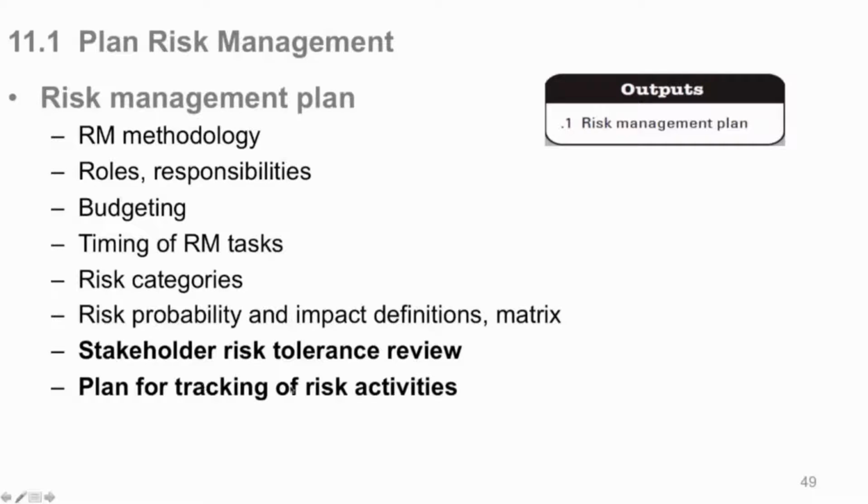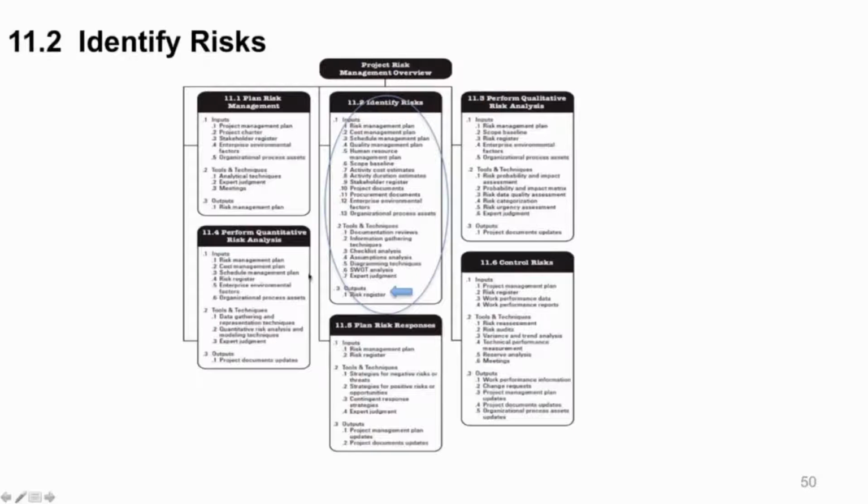And of course, a plan for tracking all those activities, however you want to do it. So now that we have a plan, and we have this probability matrix as a guide, we're now in 11.2, and we're going to start identifying all the risks we can think of that affect our project.